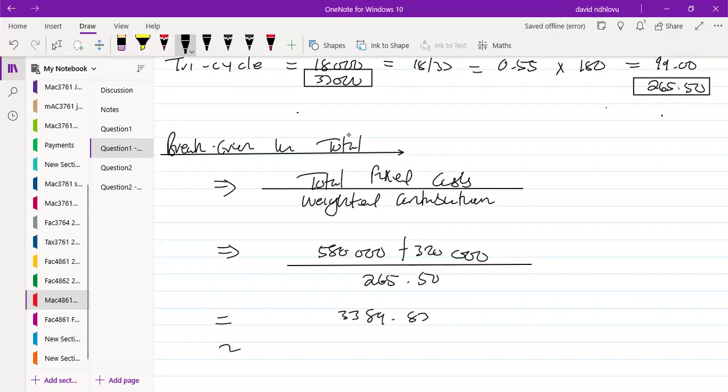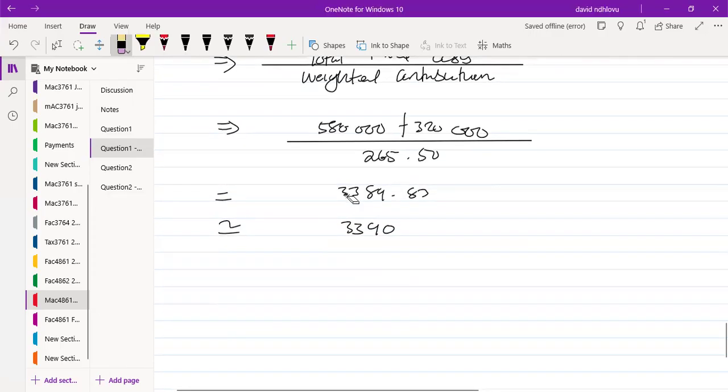That will give you 3389.83. Right? We always round upwards. So this will be 3390. Even if you had 0.1, you still round this way. We don't round the way that we do in mathematics. We always round upwards and never downwards. Even if you have got 0.005, you will say 3390.